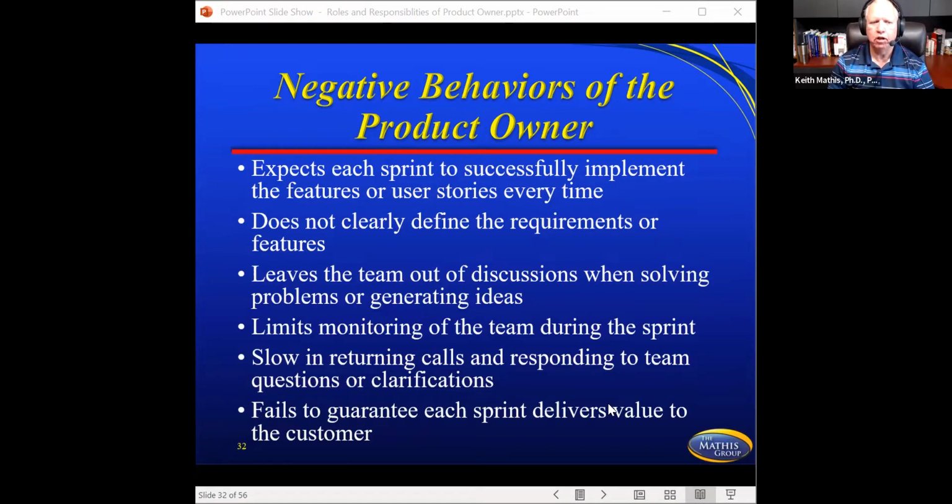Limited monitoring, slow in returning calls, responding to the team. Now, if the product owner is doing what they're supposed to do, they're going to be real close to the team. They have access to the team. Or they fail to guarantee each sprint deliverable delivers value to the customer. See, the team's not talking to the customer, the product owner is. So if the product owner is not hitting on all cylinders, then the team's going to be off as well.